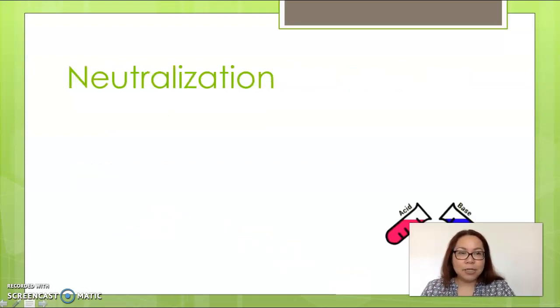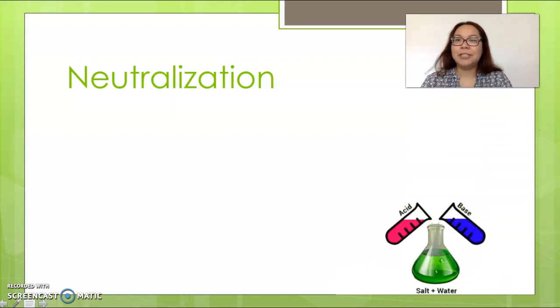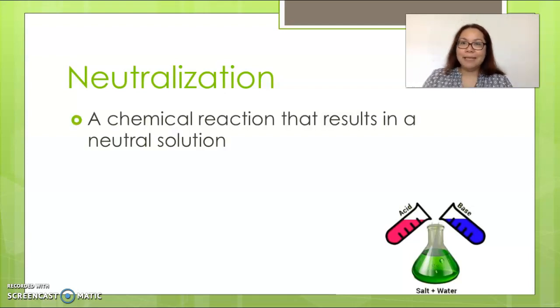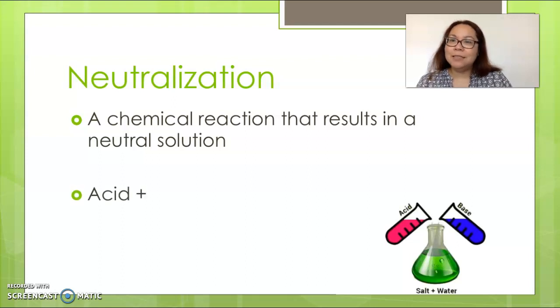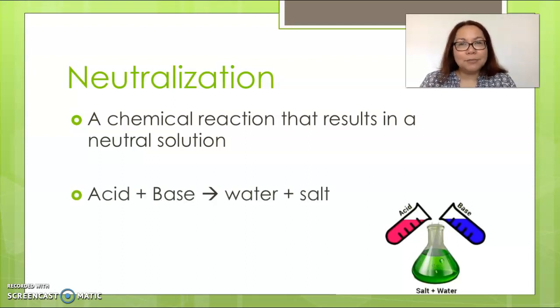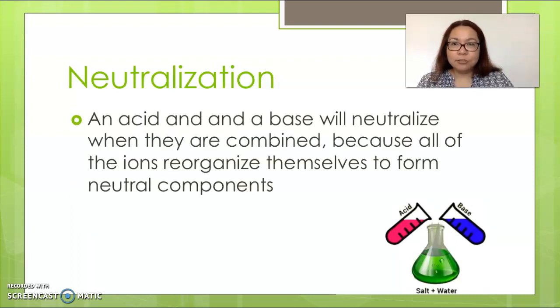So now on to the concept of neutralization, and just by the word itself, you can figure out that it's turning everything neutral, as in not acidic and not basic. So it's a chemical reaction that results in a neutral solution, middle of the road. So it's going to be acid and base, which will result in a water and salt. Now with neutralization, an acid and a base will neutralize when they are combined, because all of the ions will reorganize themselves to form neutral components.